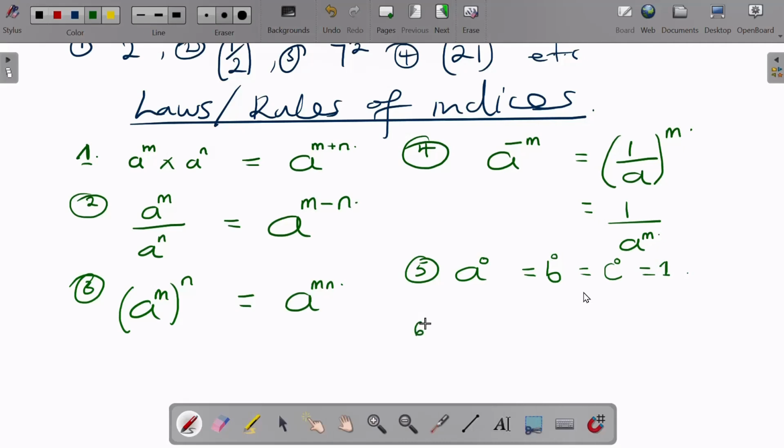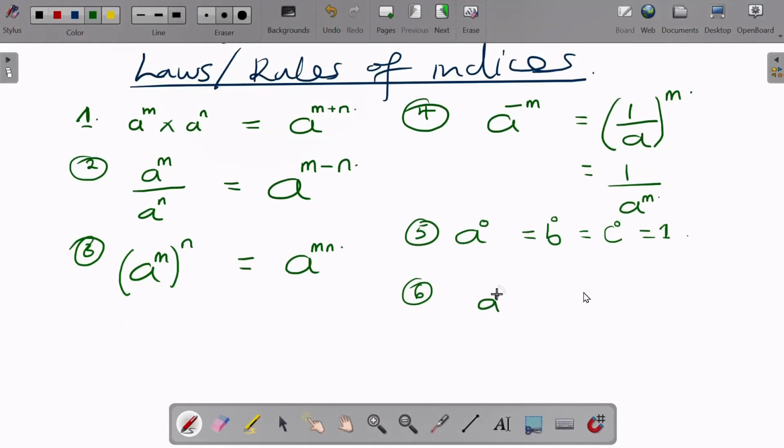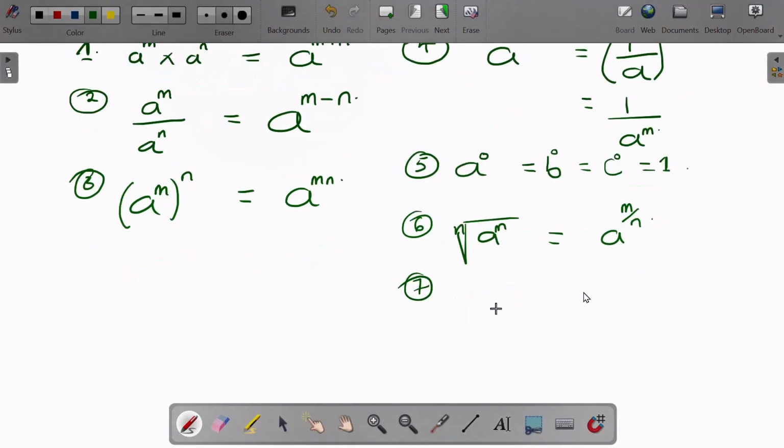You can have the 6th rule. If I have a^m, the whole of it under root n, this is the same as having a as the base raised to power m divided by n. You can have rule 7. If I have a under root m, this is the same as having a raised to power 1 out of m. So from here we can now have examples.